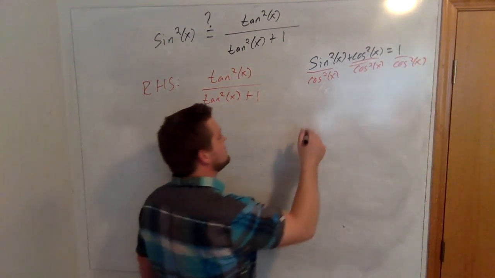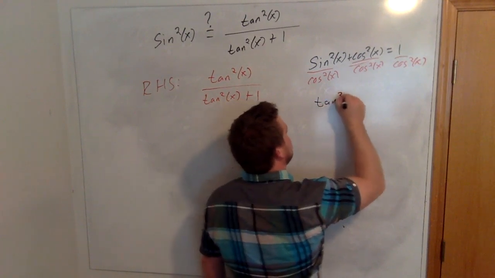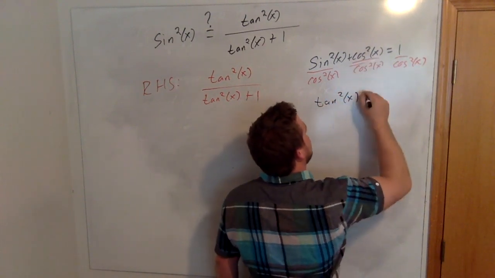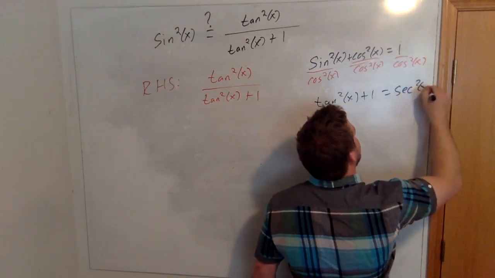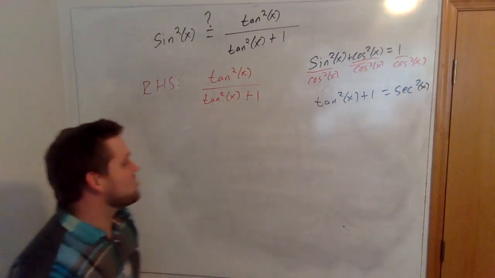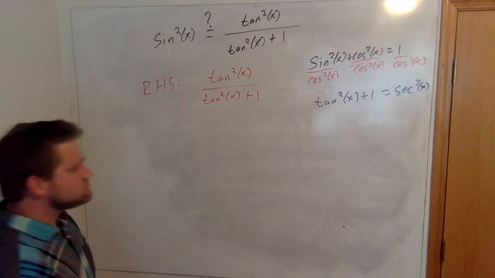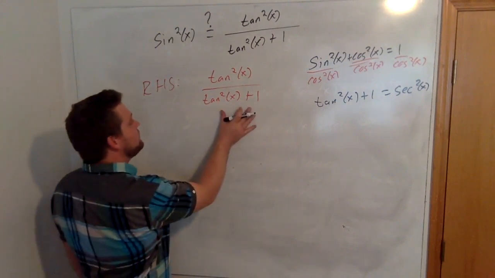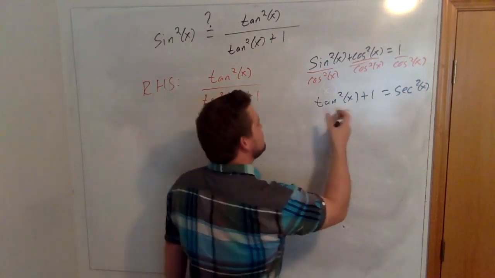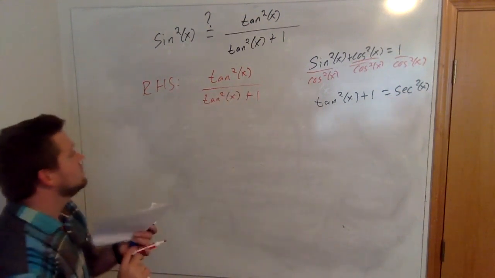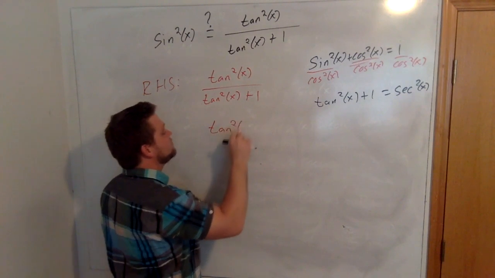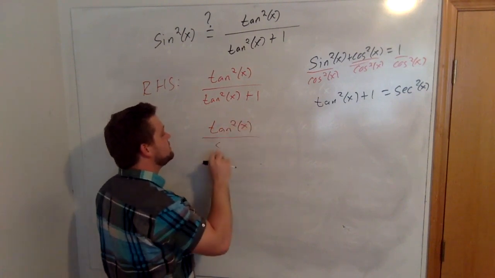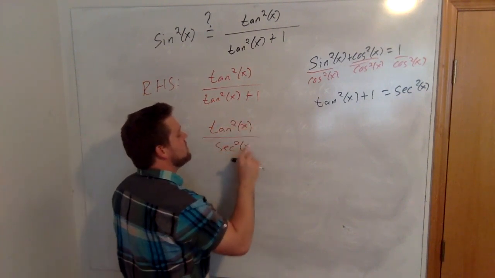Sine squared over cosine squared, that's a tan squared of x. Cosine squared over cosine squared is 1. 1 over cosine squared is the same thing as secant squared of x. Maybe something to try here. Well, the denominator here is the same thing as secant squared. So let's mess around with that. We have a tan squared of x. The denominator is a secant squared of x.